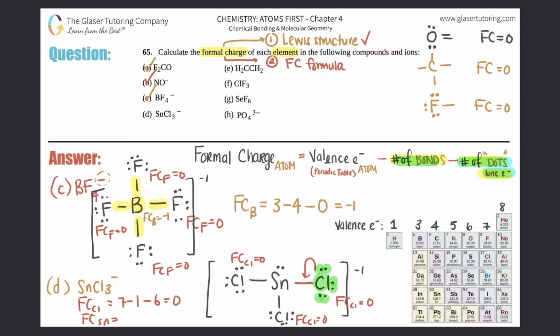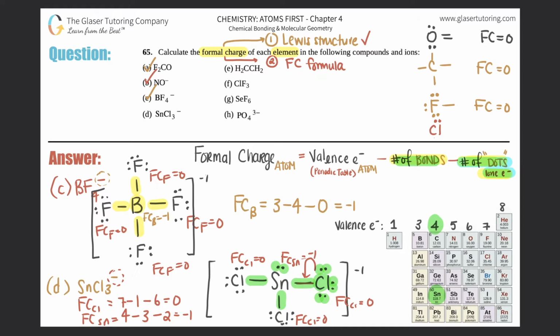And then tin. Tin is over here. Sn has a valence of 4. So this would be 4 minus, how many bonds does tin have? 1, 2, 3. So that's a 3 minus, how many dots or how many lone electrons? 1, 2. So that's minus 2. 4 minus 3 minus 2 is a -1. And there's where that -1 charge comes in. So it checks out. So this would have a formal charge Sn of a -1. Perfect. I'm just going to add to the list here.